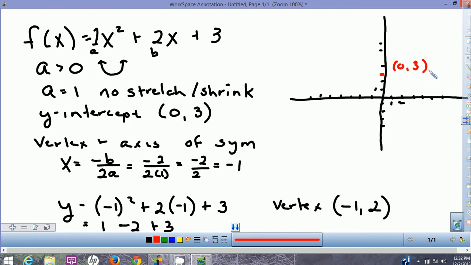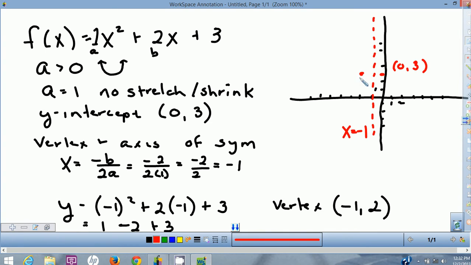We know that we have an axis of symmetry at x equals negative 1. So here's my axis of symmetry at x equals negative 1. And if I have an axis of symmetry at negative 1 and I'm going through this point 0, 3, I'm also going through this point negative 2, 3, because if I'm going 1 to the right of the axis of symmetry, I have to go 1 to the left of the axis of symmetry. So I've already got 2 points there. But what about the vertex? The vertex here is at negative 1, 2. So here's negative 1, 2, right on my axis of symmetry. So I have my points.